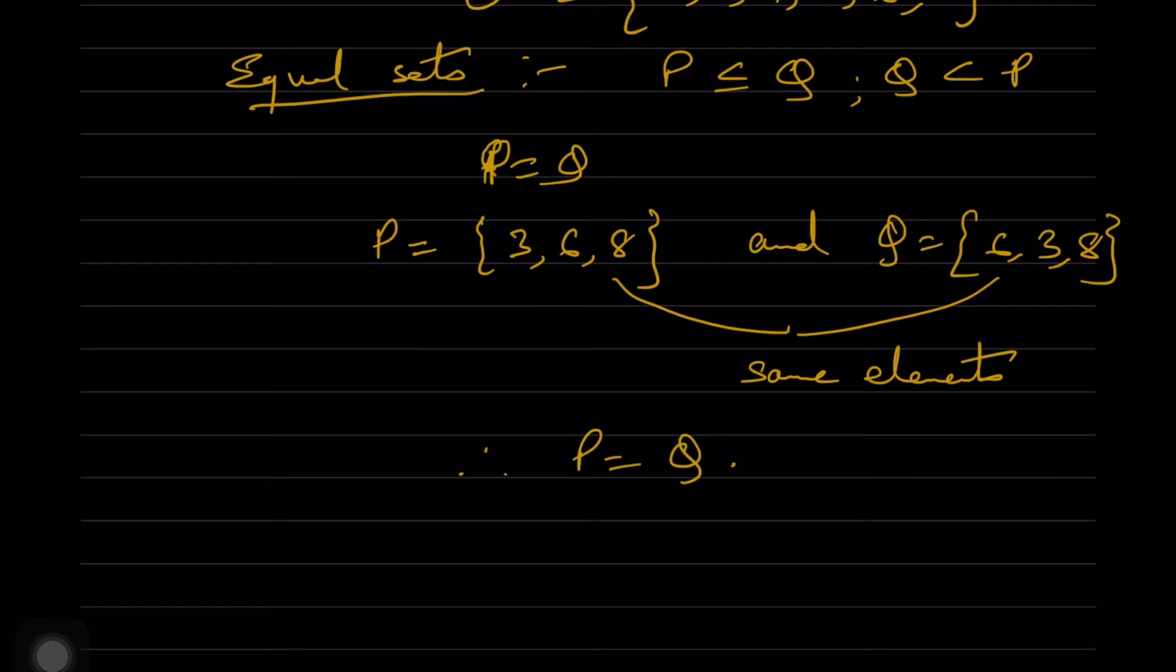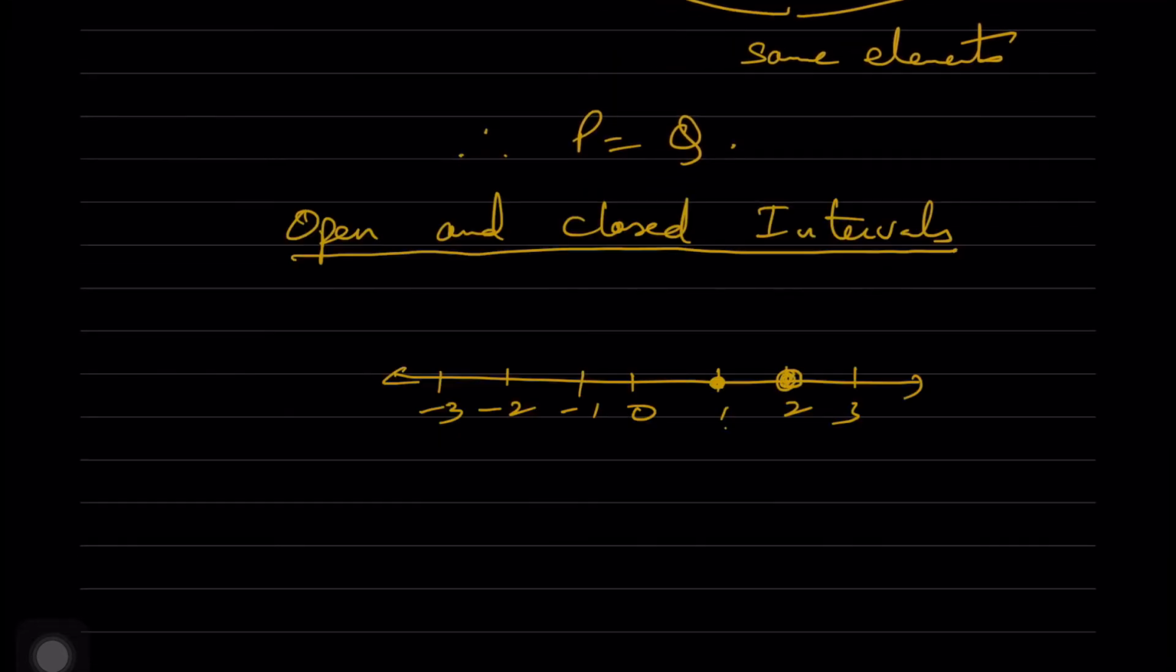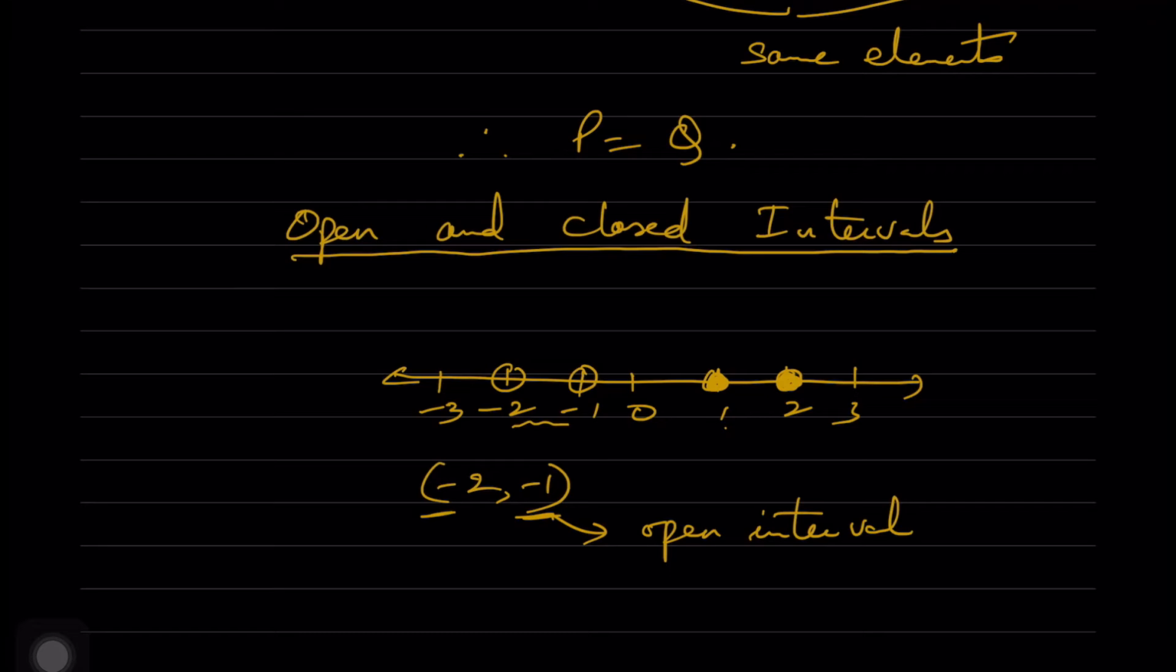Next we'll go into what are called open and closed intervals. First we'll take the open interval. Here -2, -1 means we are putting this type of round bracket. This is called an open interval. That means in an open interval all the numbers between -2 and -1 exist, but it does not include -2 and -1. You write it in these brackets, that's why we call it an open interval.